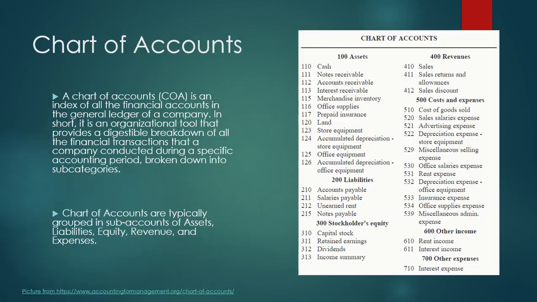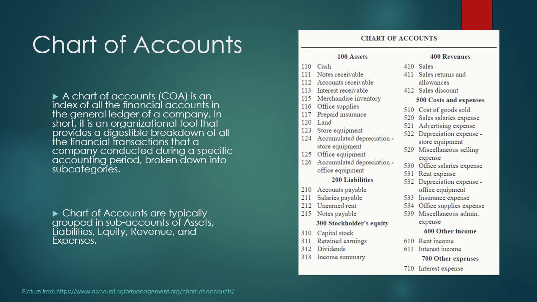So, what is a chart of accounts? A chart of accounts is an index of all financial statements in the general ledger of a company. In short, it's an organizational tool that provides a digestible breakdown of all financial transactions that a company conducted during a specific accounting period. And it's broken down into subcategories past that. A chart of accounts is typically grouped as those subcategories: assets, liabilities, equity, revenue, and expenses.